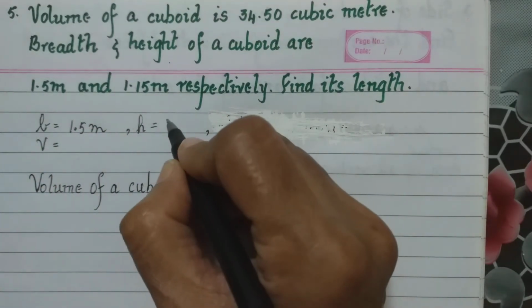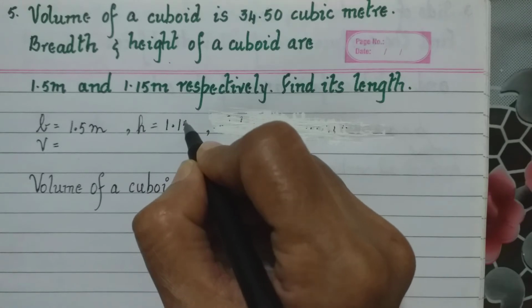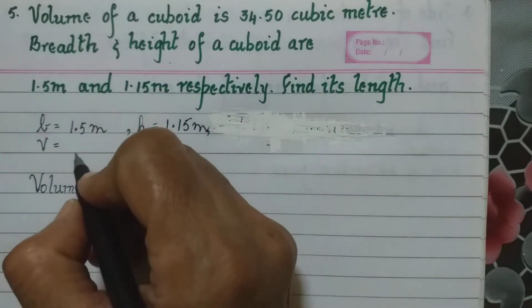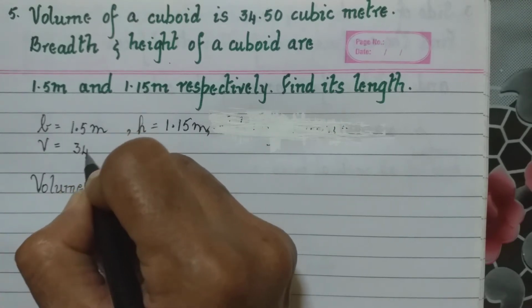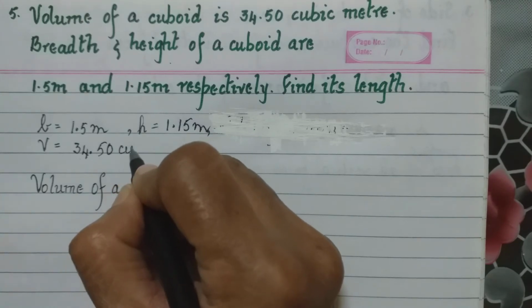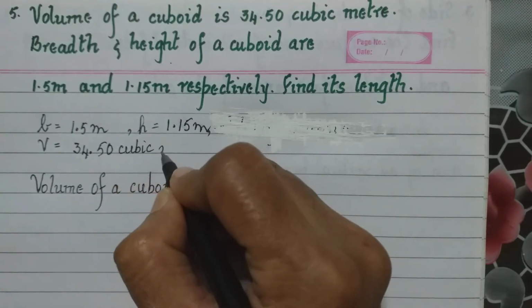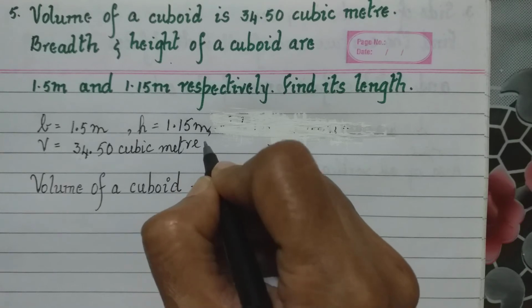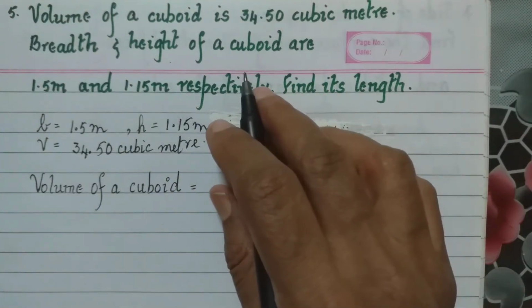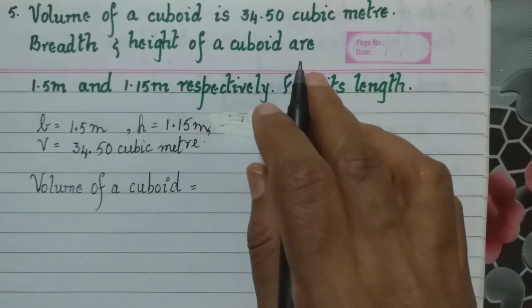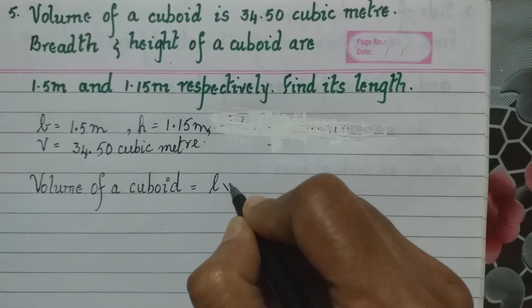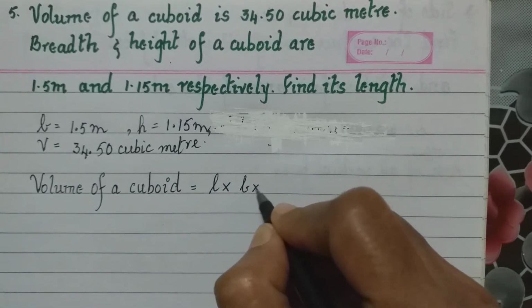Height is given as 1.15 meter. So I have written that. Volume also is given as 34.50 cubic meter. Now, volume of the cuboid, if you remember, it is given by the formula length into breadth into height, that is L into B into H. So I write here L into B into H.